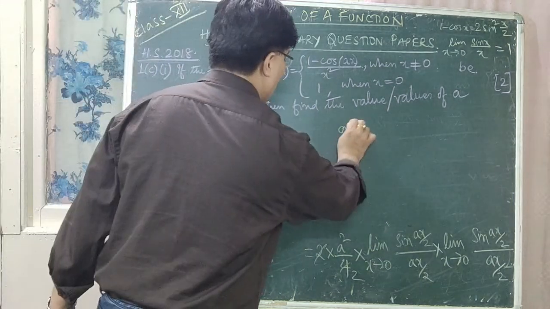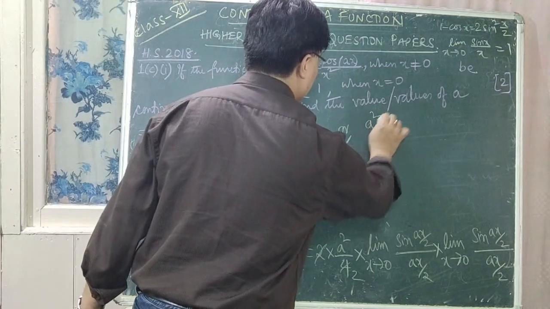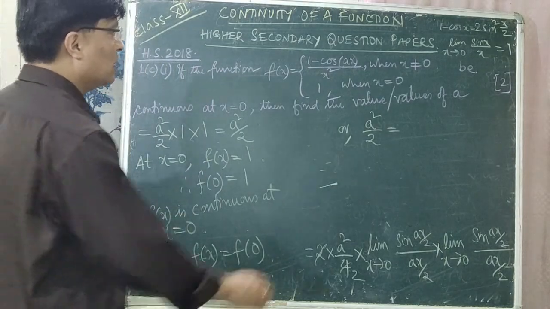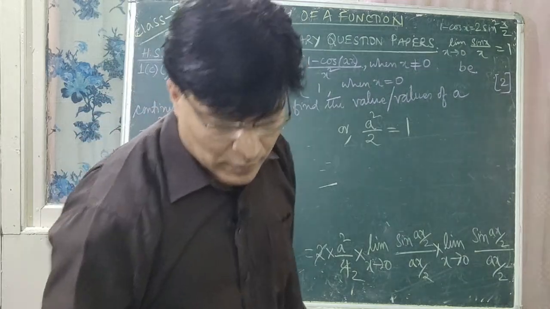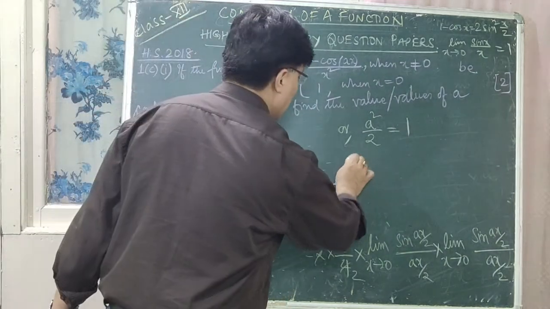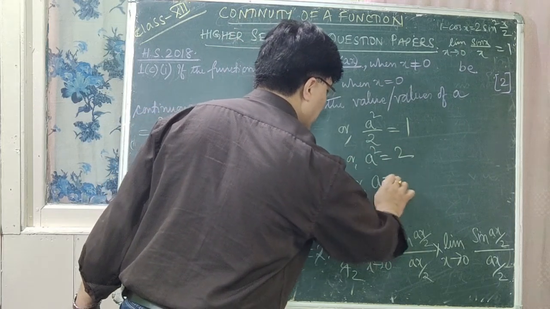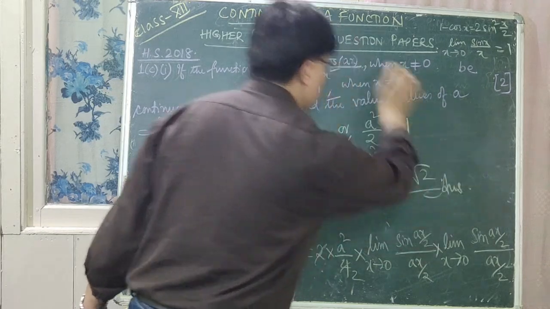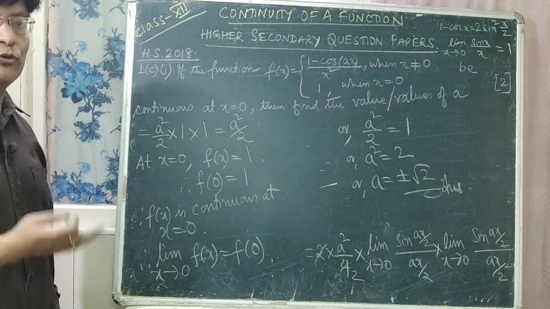So what is limit x tends to 0, f of x? It is a square by 2, which is equal to f of 0 out here. So f of 0 is 1. Is that clear to all of you? So we have got this a square by 2 is equal to 1, or cross multiply it, a square is 2. What are the values of a? A is equal to plus minus root over 2.